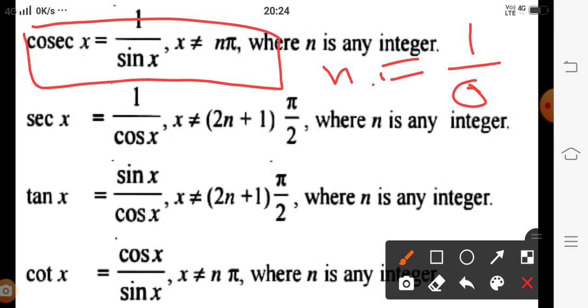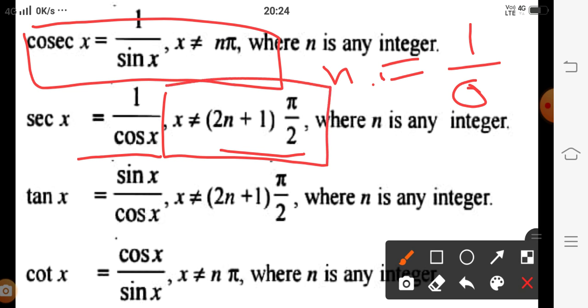If cos x is equal to 0, then x is equal to (2n plus 1) into pi by 2. And if this value is 0, again we are getting the condition for not defined. For this reason, yes, sec x is equal to 1 upon cos x, but x should not be equal to (2n plus 1) into pi by 2, the odd multiples of pi by 2. And for tan x, if you are observing here sin x upon cos x, then cos x is in the division, and if we are getting 0 as cos x, then we are getting the condition for not defined. For this reason, x should not be equal to (2n plus 1) into pi by 2.